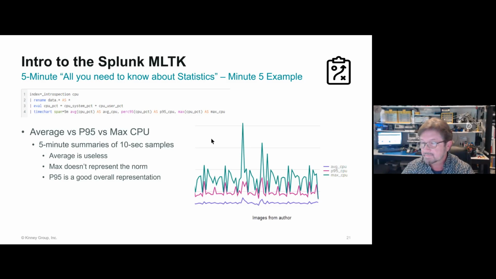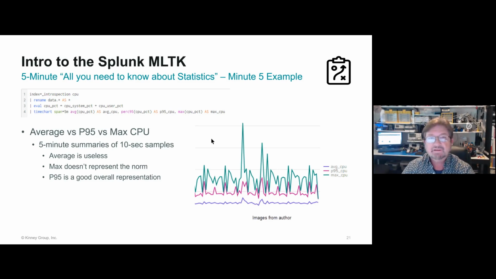You can see that purple line at the bottom. That's the average CPU utilization. 10-second samples with 5-minute summaries, if you will. In this case, we're using timechart, which does the same thing as stats. And it's taking all of those 10-second samples and grouping them together into 5-minute sample periods. So the average is the purple line at the bottom.